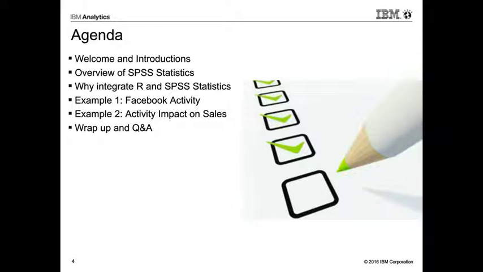We're going to talk more about open source technology, R, and then we're going to talk about SPSS Statistics. We're going to talk about how we actually combine these two things together to make a powerful analytical combination. And we have a couple of examples towards the end, reflecting upon what we've discussed and how this integration really works in the real world. And towards the end, we're going to wrap up with Q&A. So that's the agenda for today.